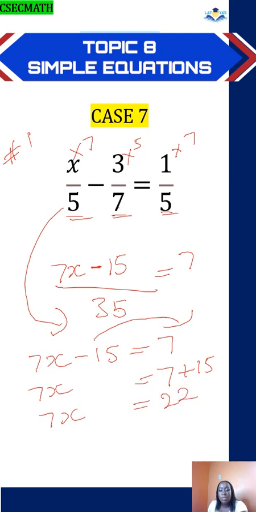To solve for x, I would have to divide 22 by 7, and I'm going to get my answer to be 3 1/7.